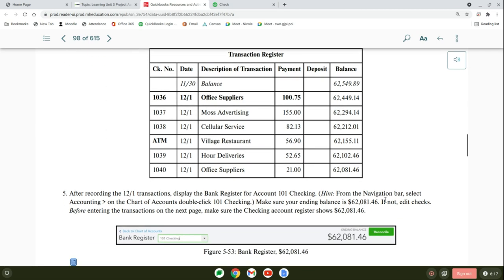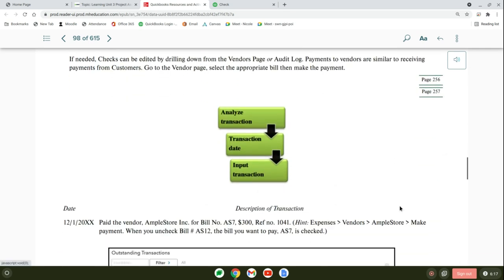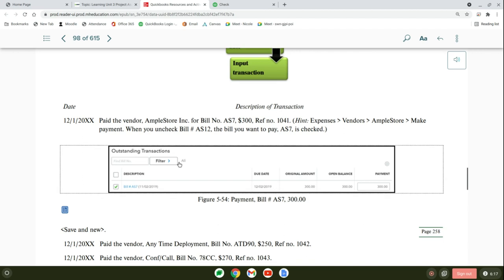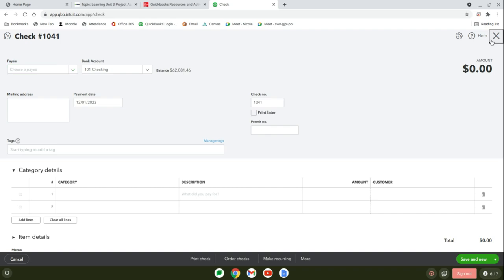62081.46. And we checked, we made sure. So now the next thing it says, pay the vendor Ample Store for bill number AS7, $300. So where do we go for us paying a bill? Exit out of it, and we're gonna go to pay bill.